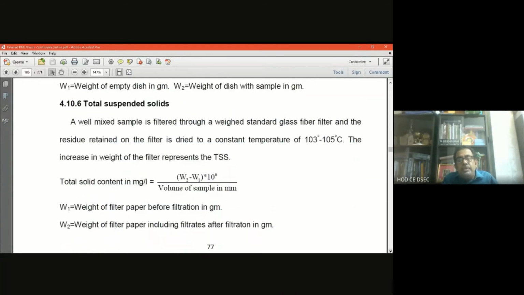Suspended solid. When you are going to find out the suspended solid, a well-mixed sample has to be filtered through a weighed standard glass fiber filter, and the residue retained on the filter is dried by the oven drying process. Before the process, you take the blank filter weight, then the weight of the filter with residue after oven drying. The difference, W2 minus W1, will give you the suspended solid content, that is W2 minus W1 by the volume of the sample.